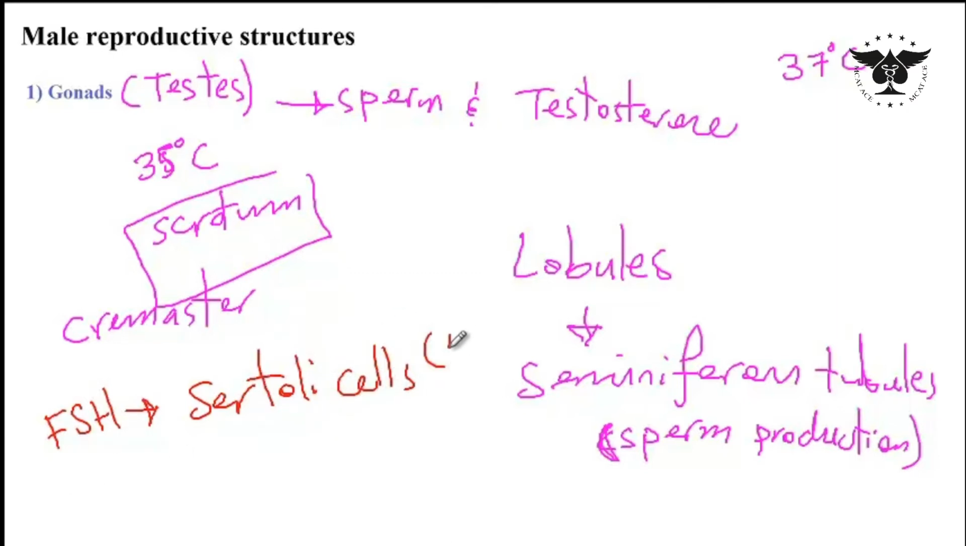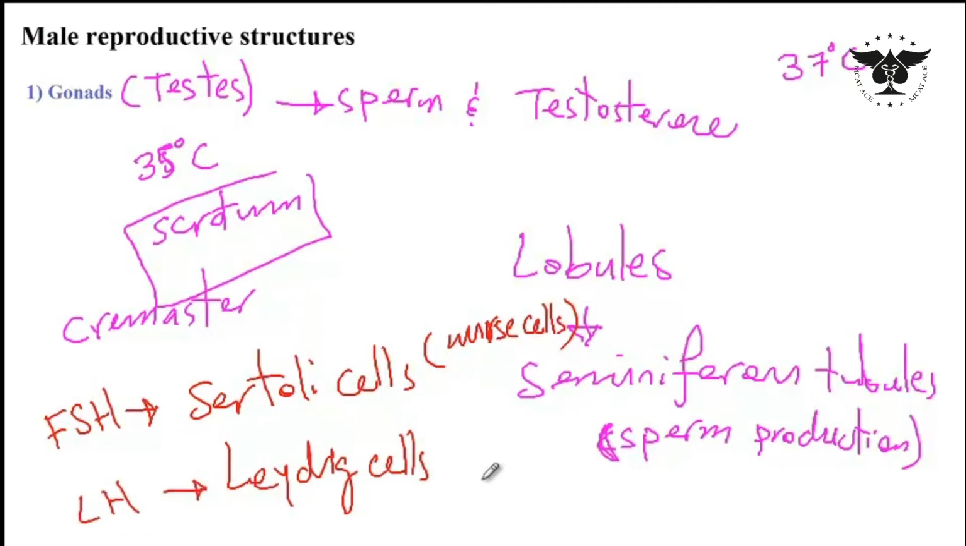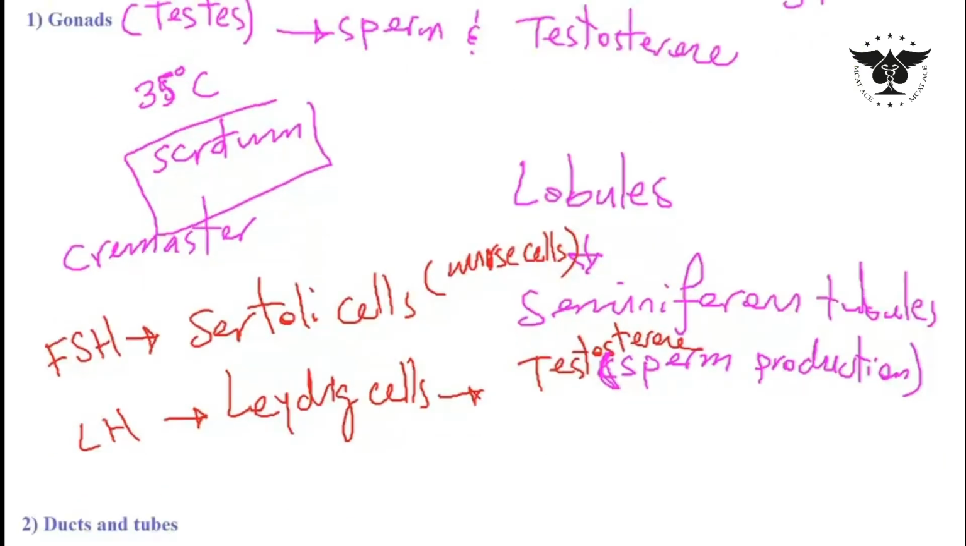So these, you can call them nurse cells or mother cells. Then we also have Leydig cells that are being activated by the luteinizing hormone, and these Leydig cells will produce testosterone. Next we have the ducts and tubules.